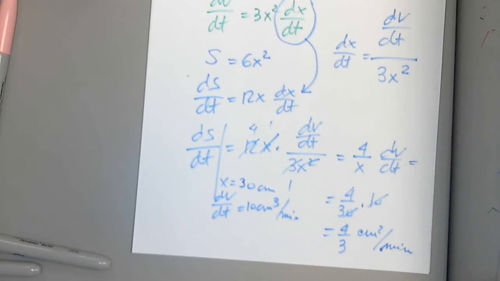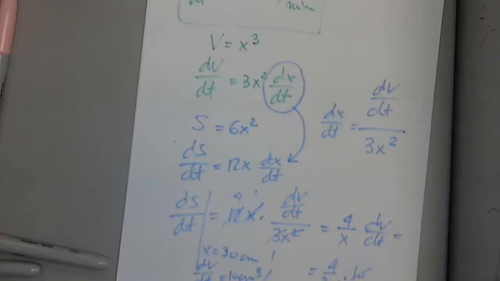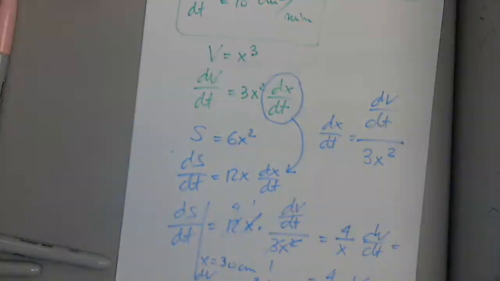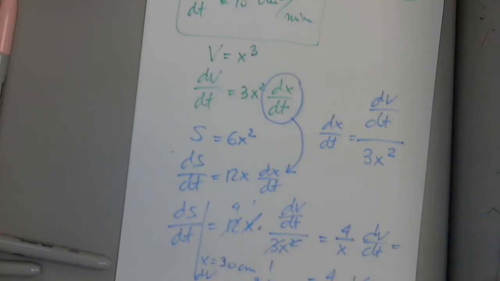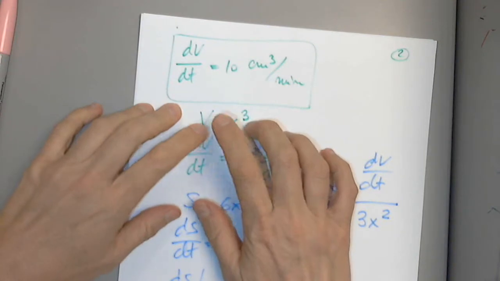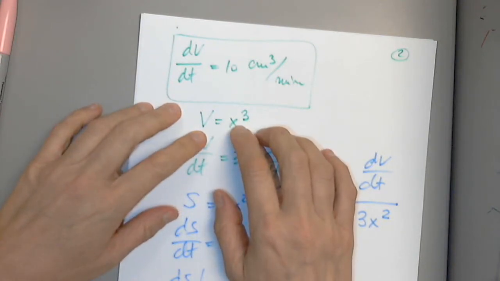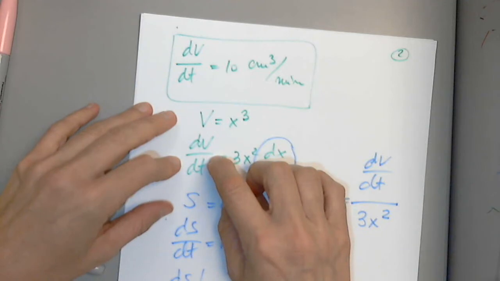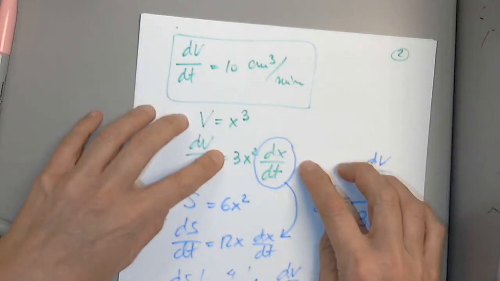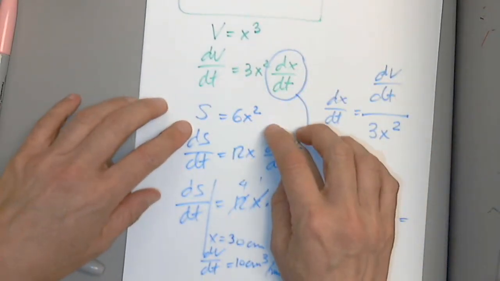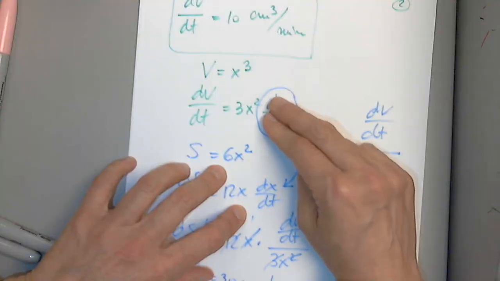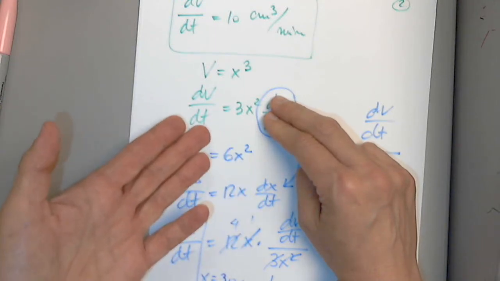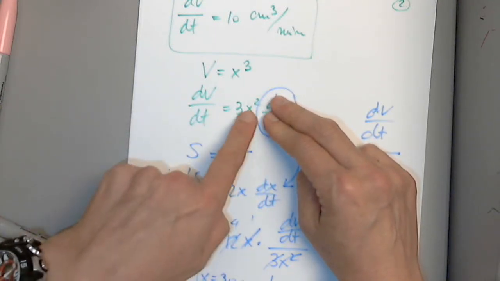Is that okay? Yes. How did you know your dx/dt was your volume over time divided by 3x squared? Because when I differentiate this equation, volume and x change at the same time, so they're functions of time. When I differentiate this, I get this. When I differentiate this, I get this. And when I differentiate the surface area, I get this piece, which I don't have. So when I'm solving, like we solve any implicit differentiation, I divide both sides by 3x squared.